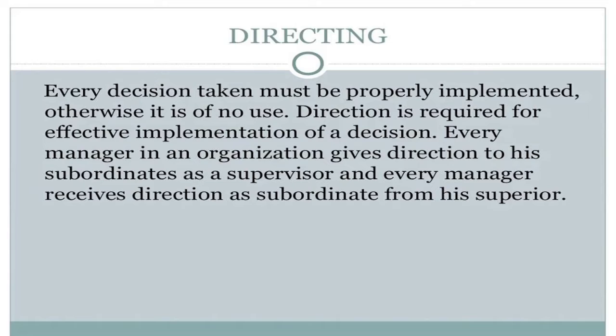Direction is required for effective implementation of a decision. Every manager in an organization gives direction to his subordinates. Direction means showing a path to implement the order or helping a person to implement the order, and every manager receives direction as a subordinate from his superior.